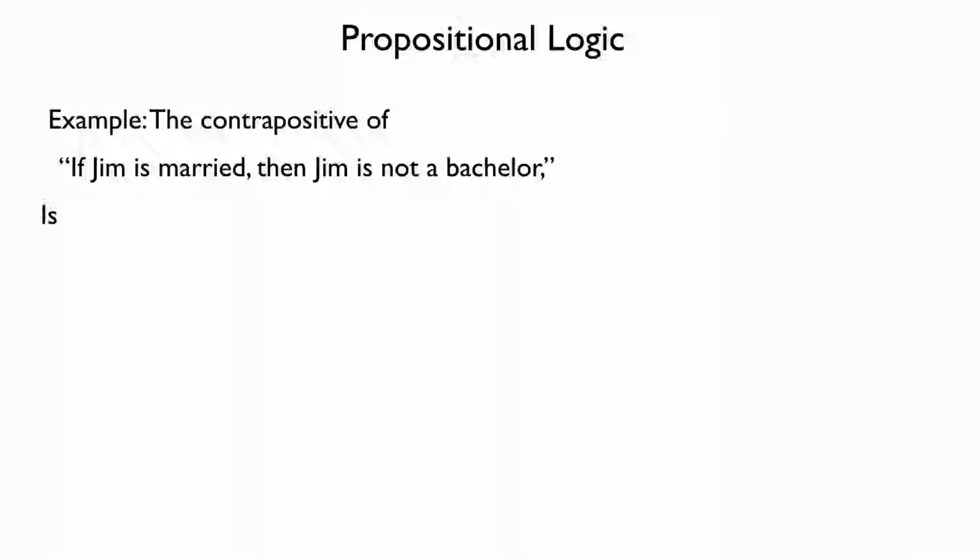An example of this is: the contrapositive of "if Jim is married, then Jim is not a bachelor" is "if Jim is not not a bachelor," which is the same thing as saying "if Jim is a bachelor, then Jim is not married."